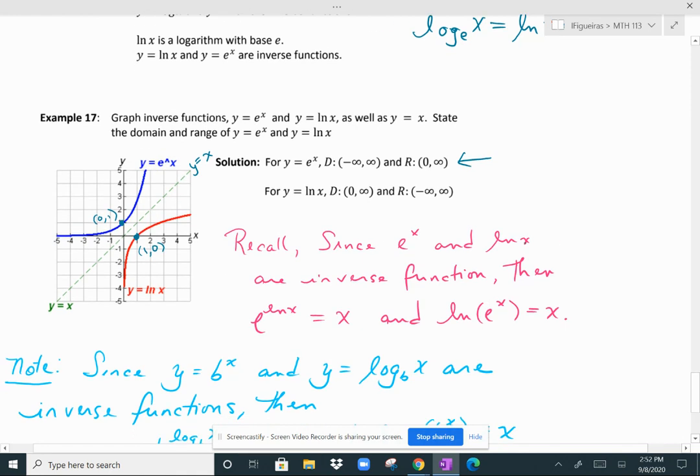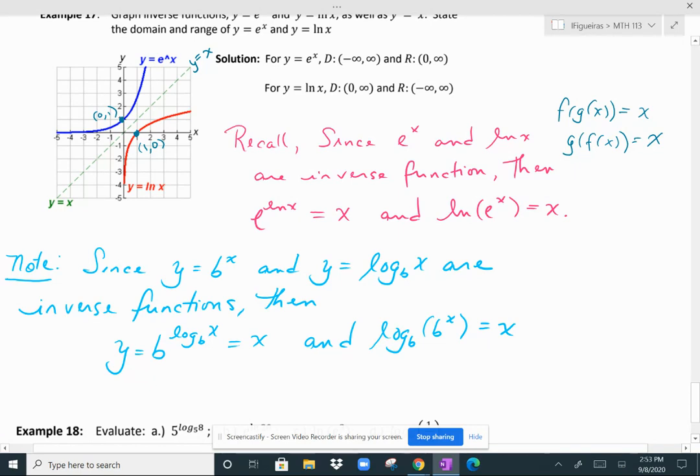So since e to the x and ln of x are inverse functions, remember, if f and g were inverse functions, the composite would be x, and the reverse is also true, g of f of x. So this is more specifically e to the ln of x equals x, and therefore also ln of e to the x is also equal to x. And that's just going back to what the relationship is between inverse functions.